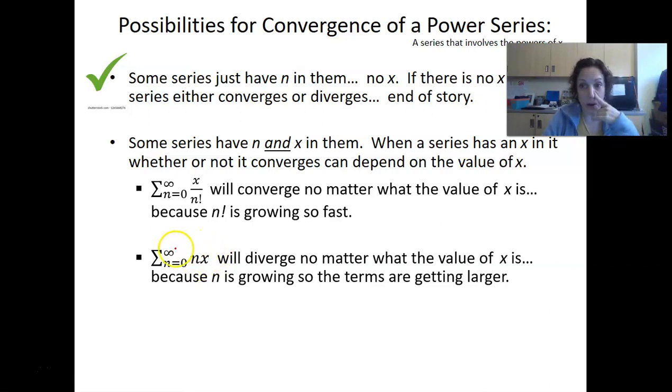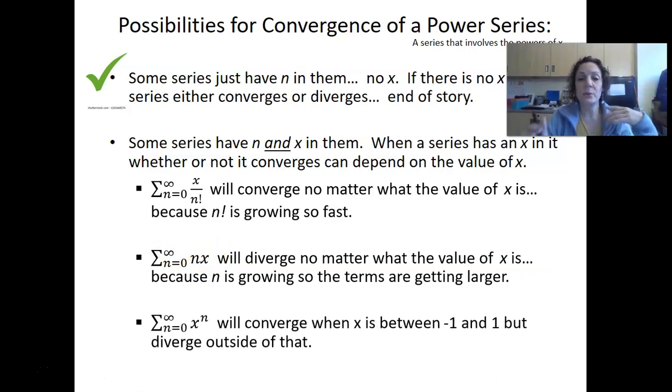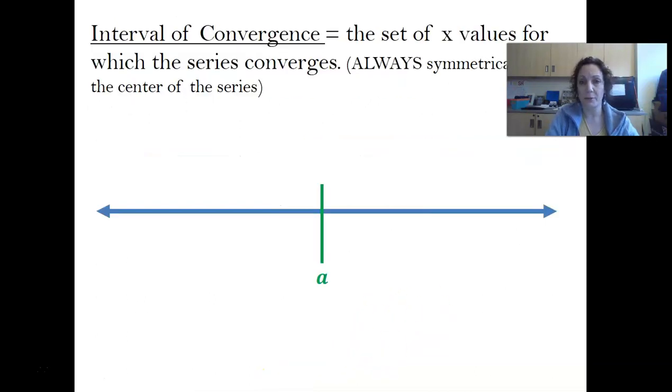That's going to diverge. The most common thing, though, that's going to happen is that it's going to converge, but it's going to converge on some finite interval. Here's an example of this. We know this is geometric, X to the N. This will converge as long as X is between -1 and 1. So there's this condition: it'll converge, but only if. This is probably the most likely to happen, and this is the one that we have to look at the closest.